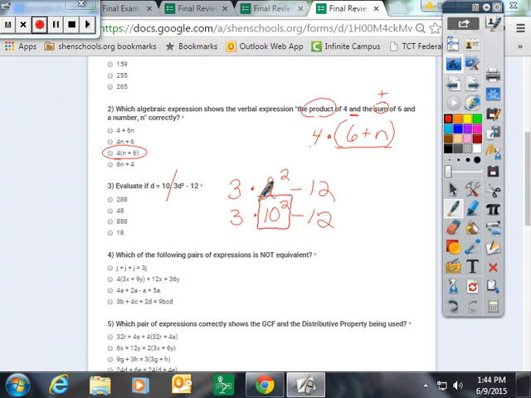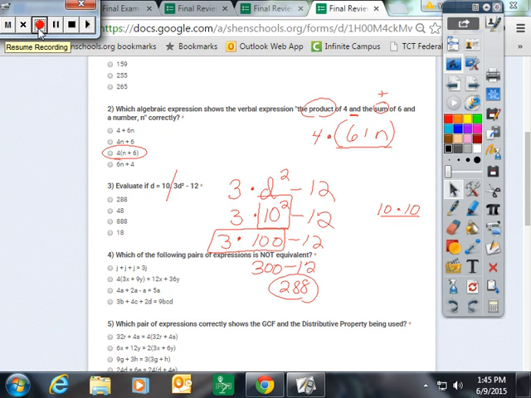I'm going to do my exponents first, and I'm going to prove it to the side. 2 10s multiplied. 10 times 10 is 100. And then I'm going to do 3 times 100 minus 12. So 3 times 100 is 300, and 300 minus 12 is 288. Okay, so that should have been the choice.